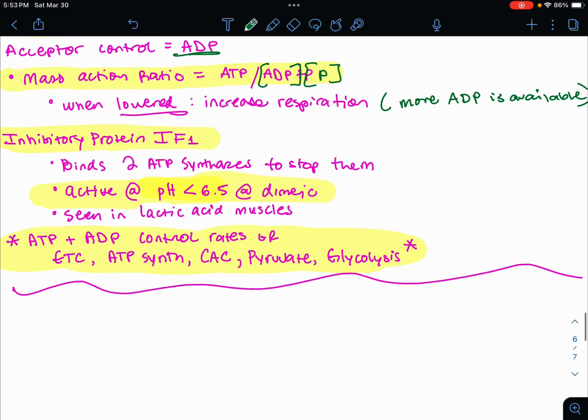And then again, ATP-producing pathways are coordinately regulated. ATP and ADP concentrations control the rates of ATP synthesis, of course, but also the electron transport chain, citric acid cycle, pyruvate reactions, as well as glycolysis.